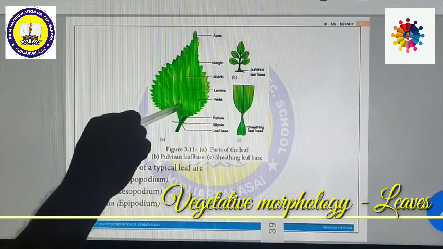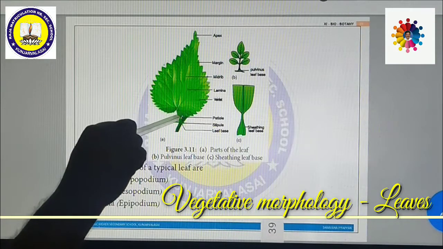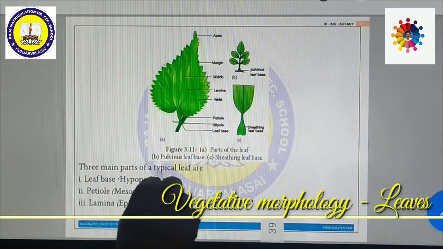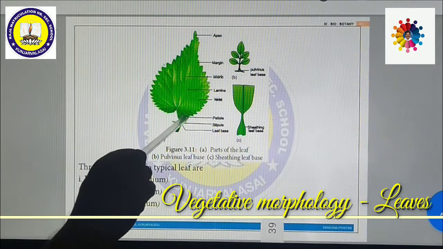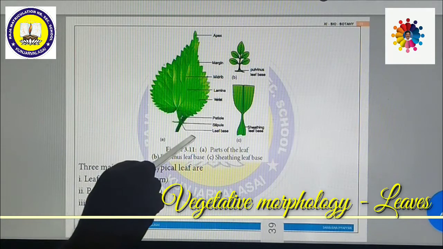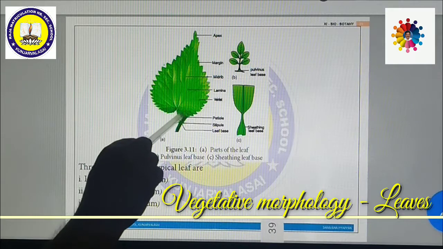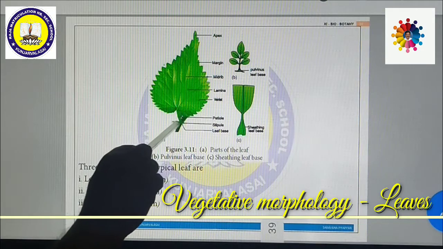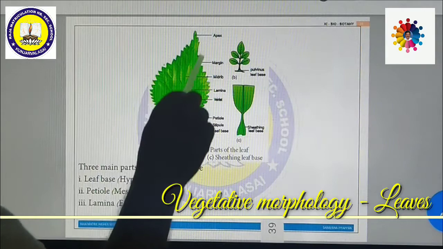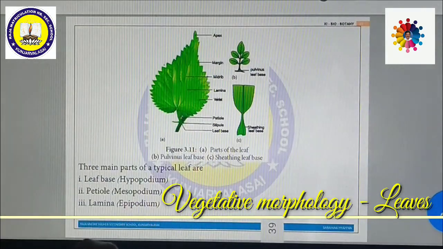The stalk-like structure which bears this lamina is called petiole. The part of the petiole attached to the main branch of the plant is called leaf base. Just near the leaf base, a leaf-like structure or a green colored part may arise. These are called stipules. So these are the main parts of leaf.